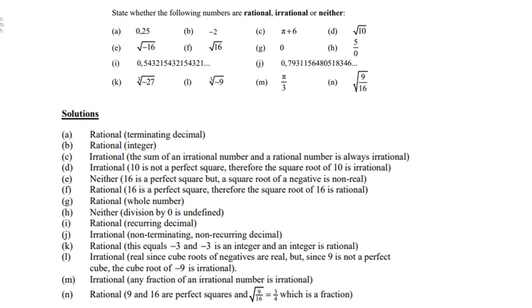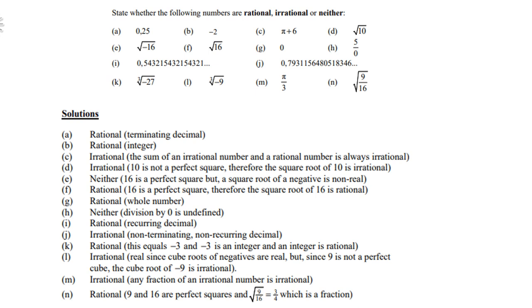F, the square root of 16, rational. 16 is a perfect square, therefore the square root of 16 is rational. Right, next one is G, 0 is rational because it's a whole number. H, 5 divided by 0, neither, because division by 0 is undefined. I, 0.543215 and so forth. If you look at the solution, it's rational because it's a recurring decimal, there's a pattern.